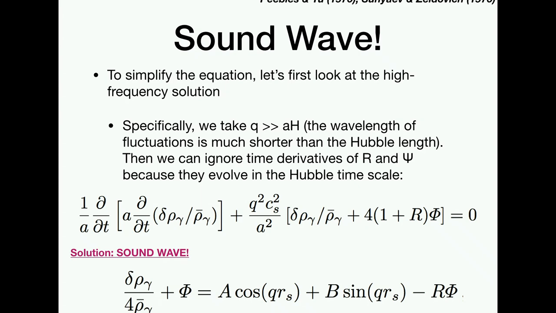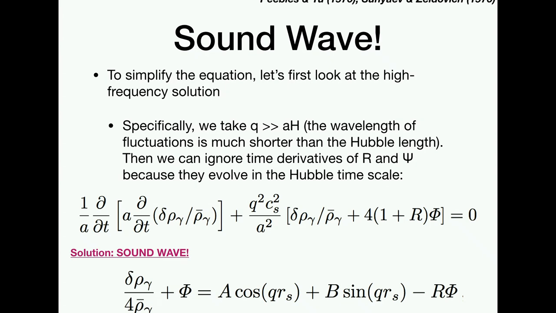The solution is cosine and sine. And you have some displacement due to phi, gravitational displacement, times R. This is the ratio of the baryon density and photon density. This becomes important later, but let's ignore this. Let's sort of appreciate, you know? It's a sound wave.